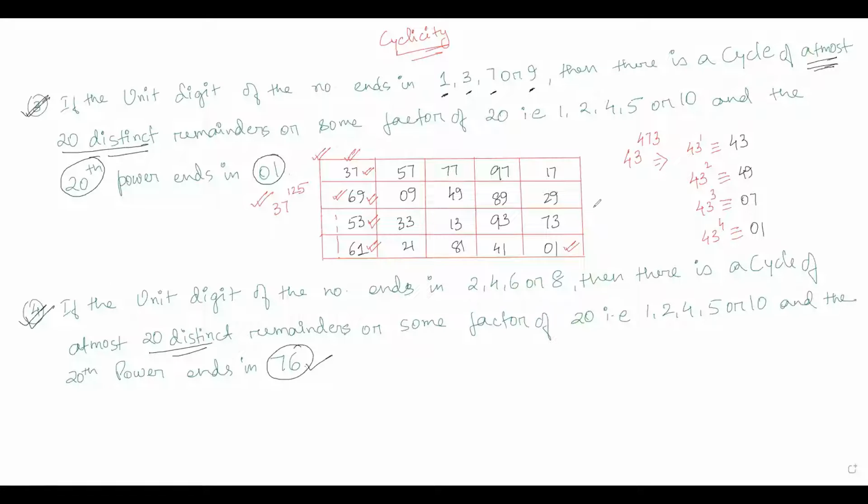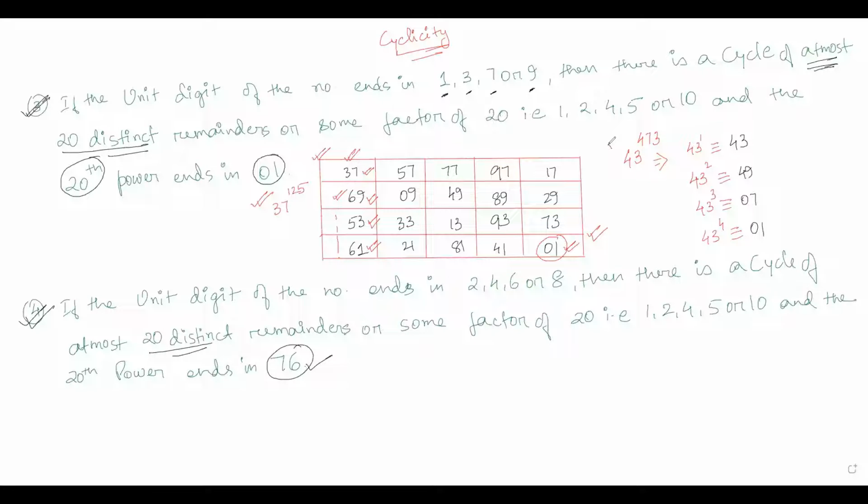So here we can see that 37 raised to some higher power will repeat after a cycle of at most 20 distinct remainders, and every 20th power of 37 would be 01, after which it would be giving us the same last two digits.